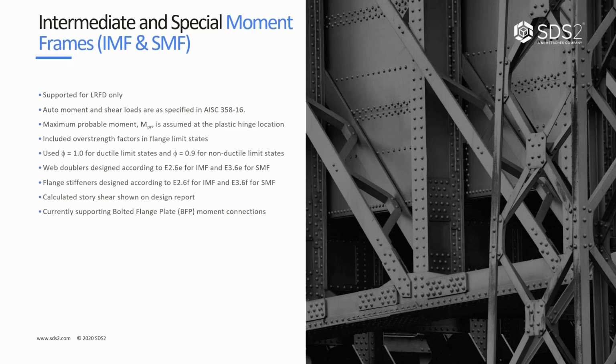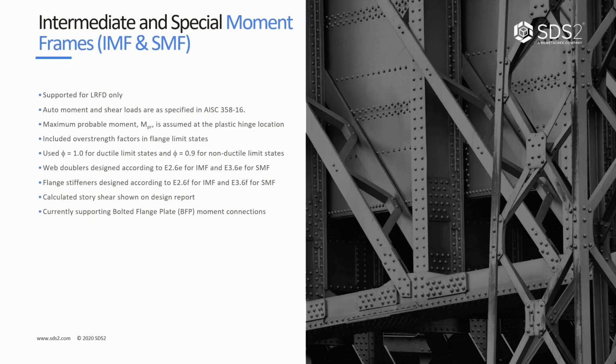The web doublers are designed according to the appropriate section of the manual. So for IMF, that's E2.6e, and for SMF, that's E3.6e. The flange stiffeners likewise are designed according to the provisions. That is E2.6f for IMF and E3.6f for SMF.